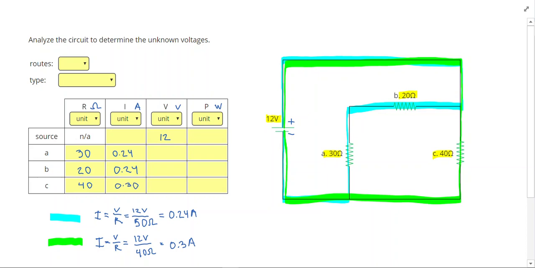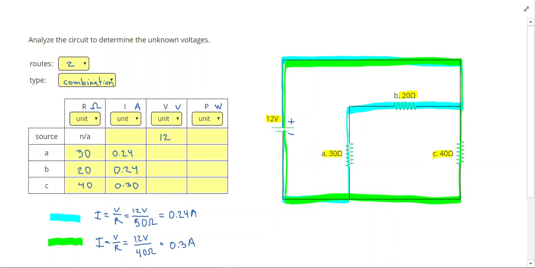Alright, so I know I have two routes total. There are three types of circuits. The first one is a series if we have only one route, so this clearly cannot be a series. A parallel means that there's one resistor on each route. Since that first blue route had two resistors, it can't be a parallel, so this one's going to be a combination of series and parallel.